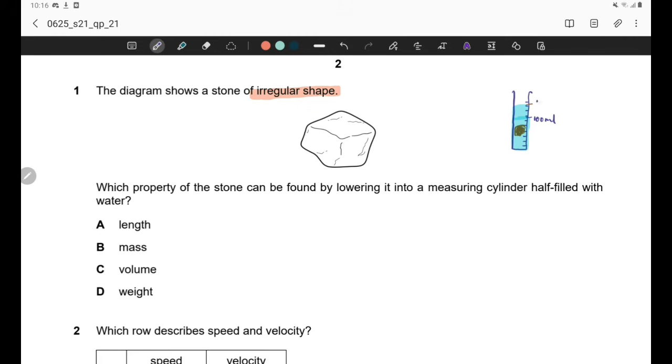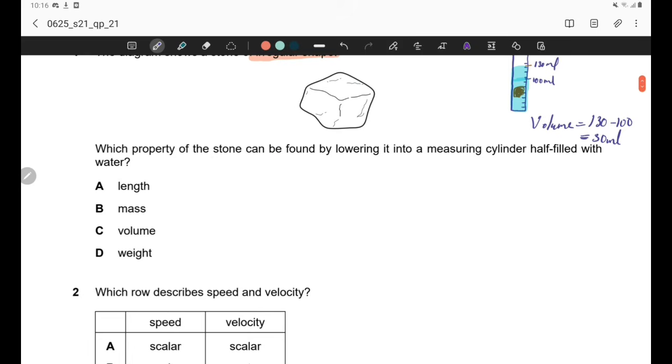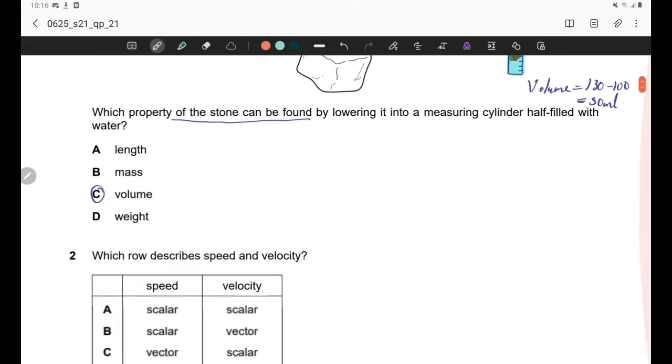Suppose the new measurement is 130 ml. The volume of this stone will be final volume minus initial volume. So we will get 30 milliliter, okay, so that is the volume of this stone. Therefore here the answer is, which property of the stone can be found by lowering it into a measuring cylinder half filled with water? So we can find or measure the volume of the stone using this method.